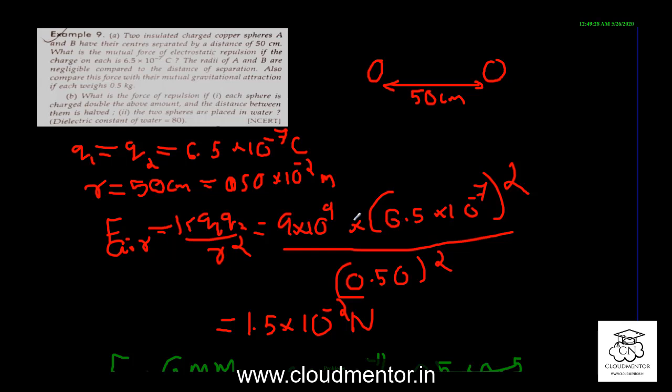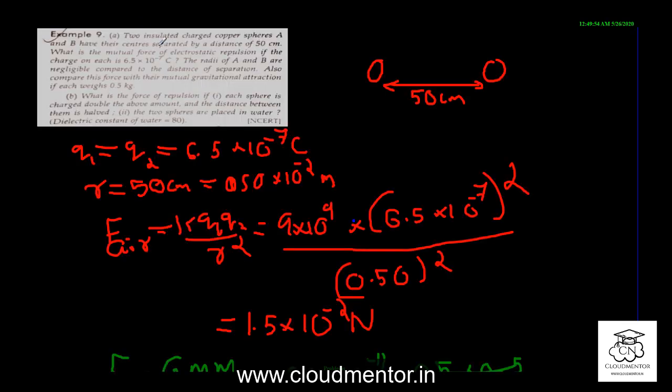And the next question is: suppose the spheres A and B in example 9 have identical sizes. A third sphere of the same size but uncharged is brought in contact with the first, then brought in contact with the second, and finally removed from both. What is the new force of repulsion between A and B?